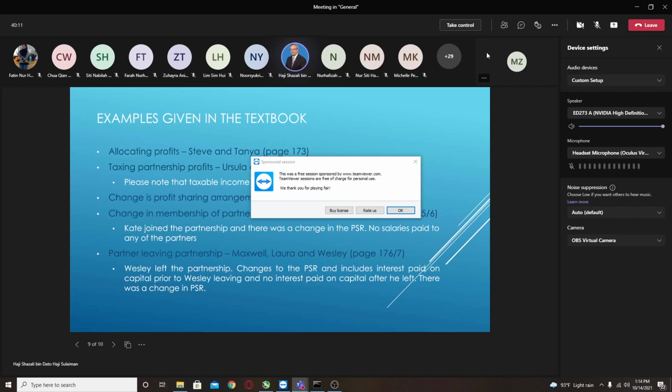Okay, so let's look at this. Daniel and Ashley have been in partnership for many years, preparing accounts to December, and they share profits in a ratio of 2-to-1. In this example, I think there are no salaries. On 1st June, Kate joined the partnership. From that date, profits were shared Daniel 50%, Ashley and Kate 25%.